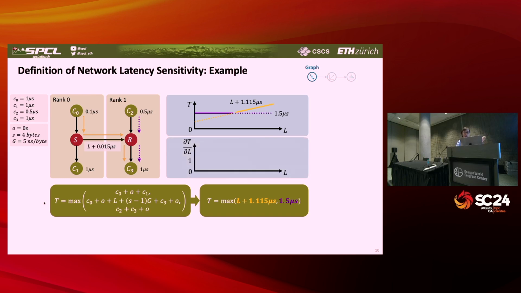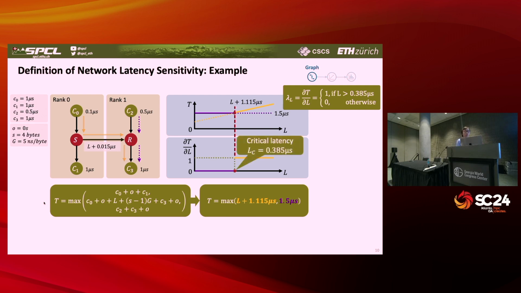So now if we plot dt over dl, on the other hand, we see that it first starts from 0, and it's going to jump to 1 at the point of intersection. So here we show that the latency sensitivity of this application can actually be represented by a step function that's made of 2 pieces. And this point of intersection is extremely important for us because this is a point at which the critical path actually changes.